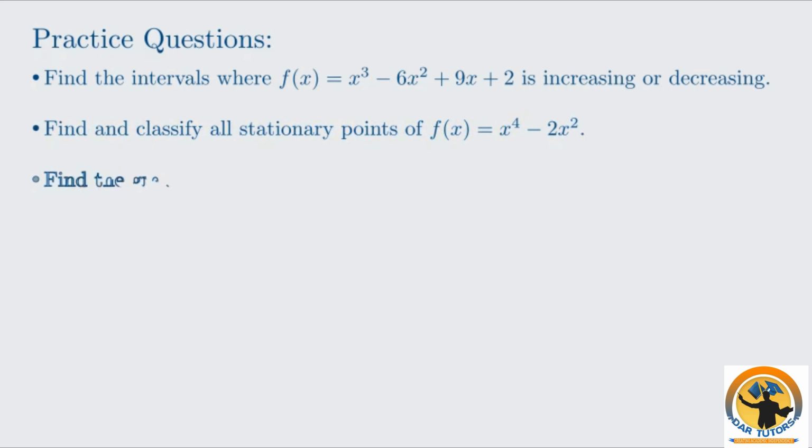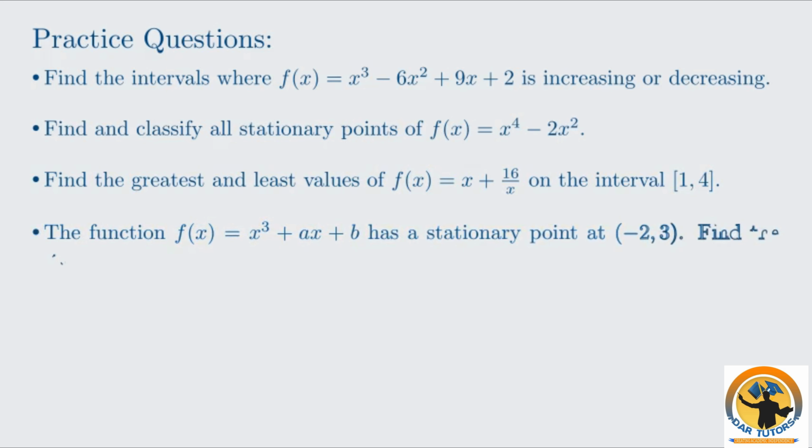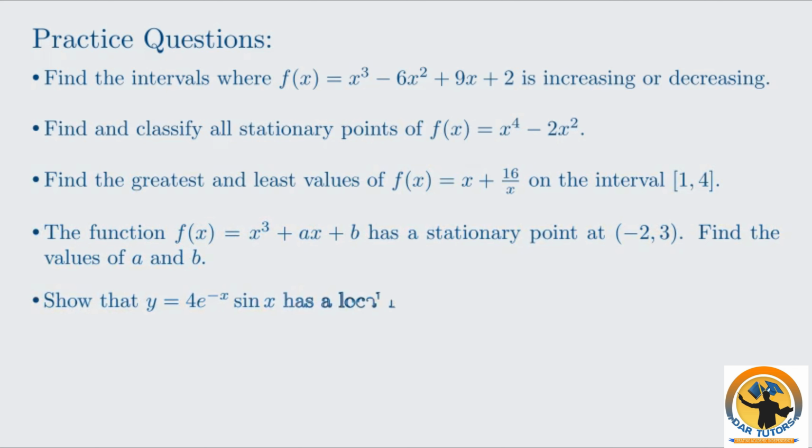Question 3. Find the greatest and least values of f of x equals x plus 16 over x on the interval from 1 to 4. Question 4. The function f of x equals x cubed plus ax plus b has a stationary point at -2, 3. Find the values of a and b. And question 5. Show that y equals 4e to the negative x times sin x has a local maximum when x equals pi over 4.